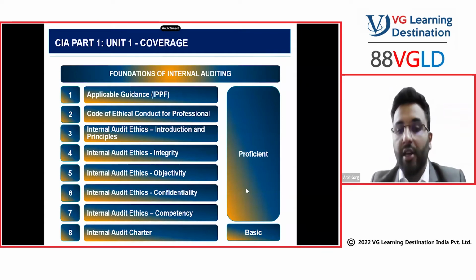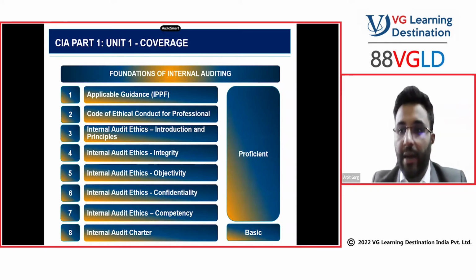What does it mean? Normally, for each topic in the entire unit, any topic that you pick up from the GLIM content, you will see that the IIA has suggested that these subunits will be tested at proficient level, and these subunits or topics will be tested at basic level. Now, how does that differentiate?